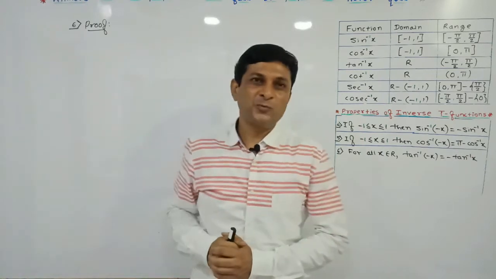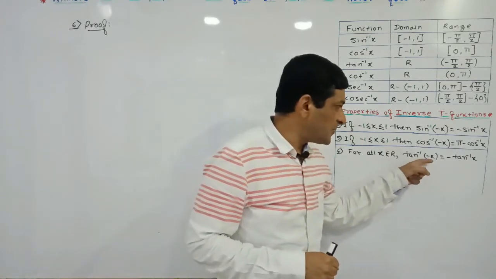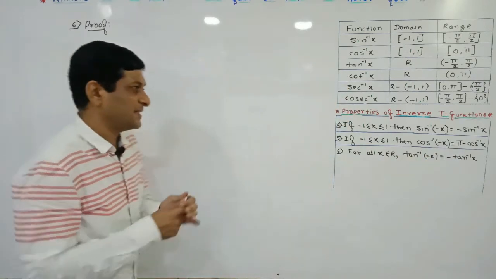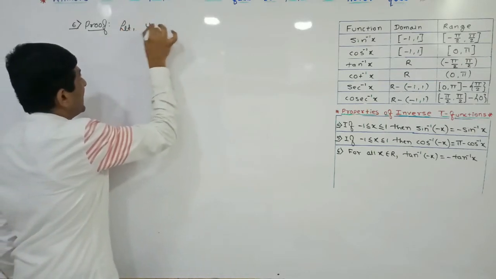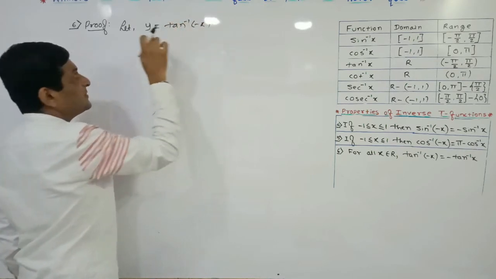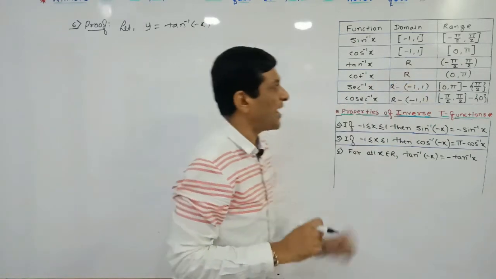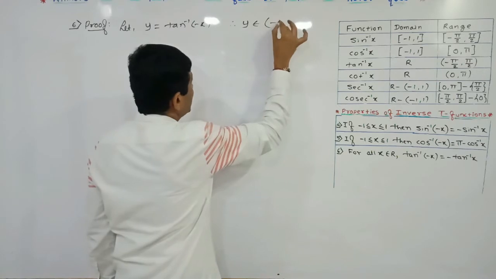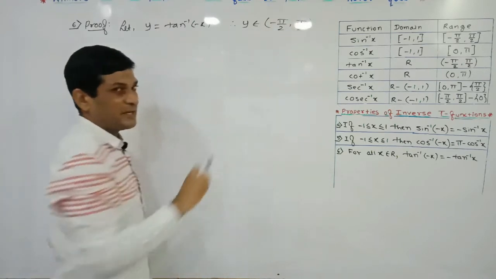Now let us try to prove property number 6. In this case we are showing that the value of tan inverse of minus x will be equal to minus tan inverse of x. So consider the left hand side. We denote that value by y. y is equal to tan inverse of minus x. If y is the value of tan inverse, it belongs to its range, so y belongs to minus pi by 2 to plus pi by 2, because this is the value of tan inverse.